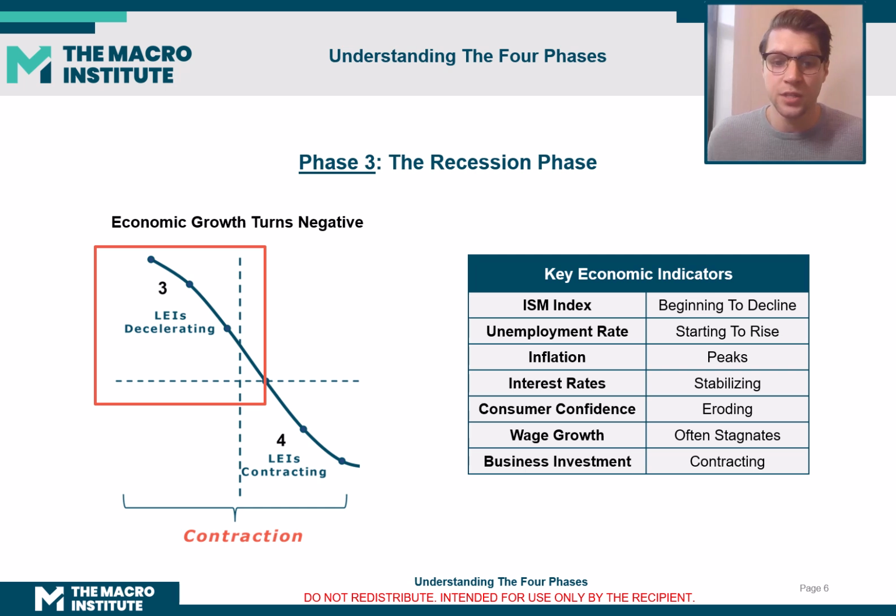And there's a lot of questions. Are we about to go into a downturn? Are we going to find some sort of soft landing? So interest rates are generally stable here. Consumer confidence is eroding. Wage growth often stagnates. Wage growth very rarely contracts. I'm sure you can find times in history where it has, but in general, it will just slow. And then business investment at this point starts to contract given the high interest rates.